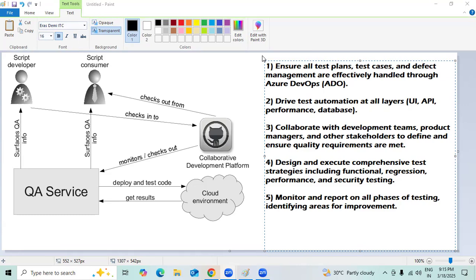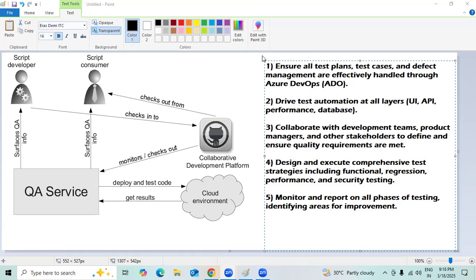Second, we need to drive automation in different layers. Either it can be at the user interface level, or it can be API, or it can be performance, or it can be database. Everything comes under the REST automation here. The third one is that we need to collaborate with the development team, at the same time the product management team, as well as stakeholders, so that if you want to define and ensure any quality requirements that we want to meet, being a QA architect, we need to know it.